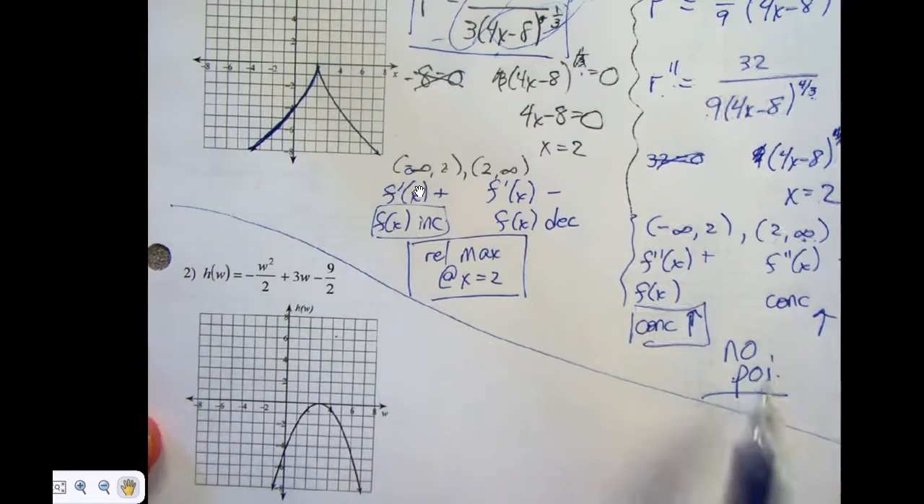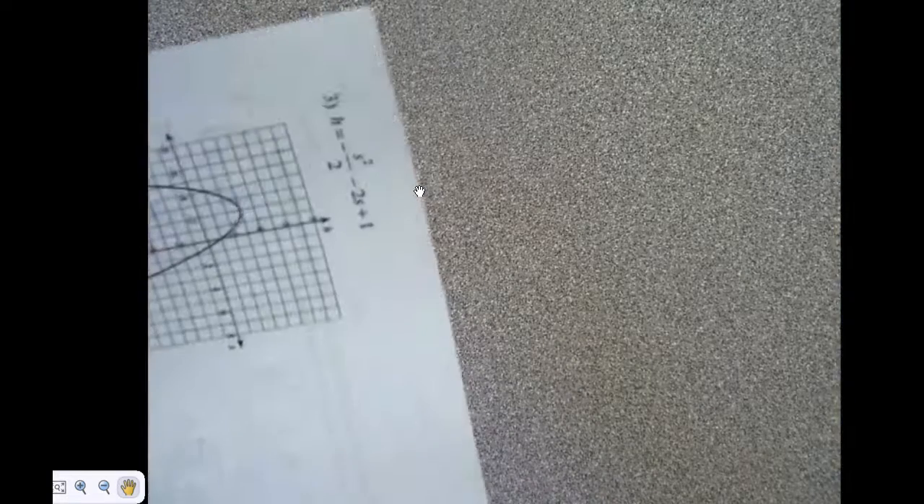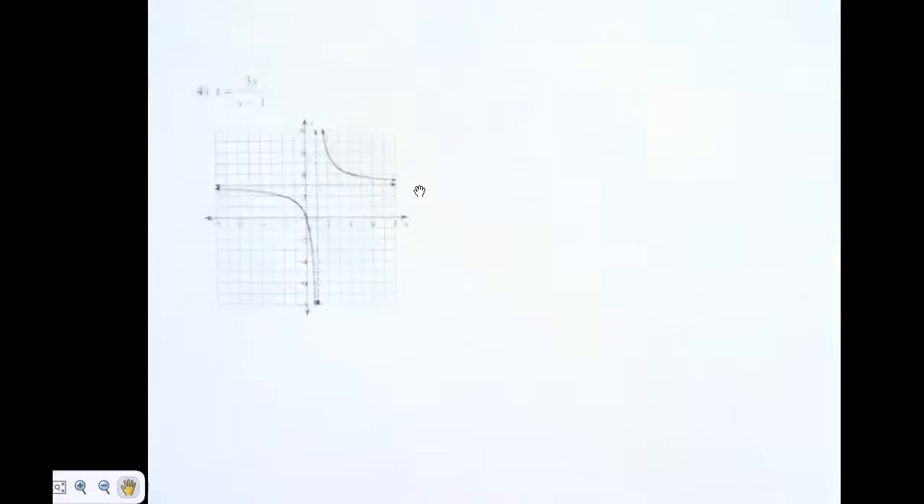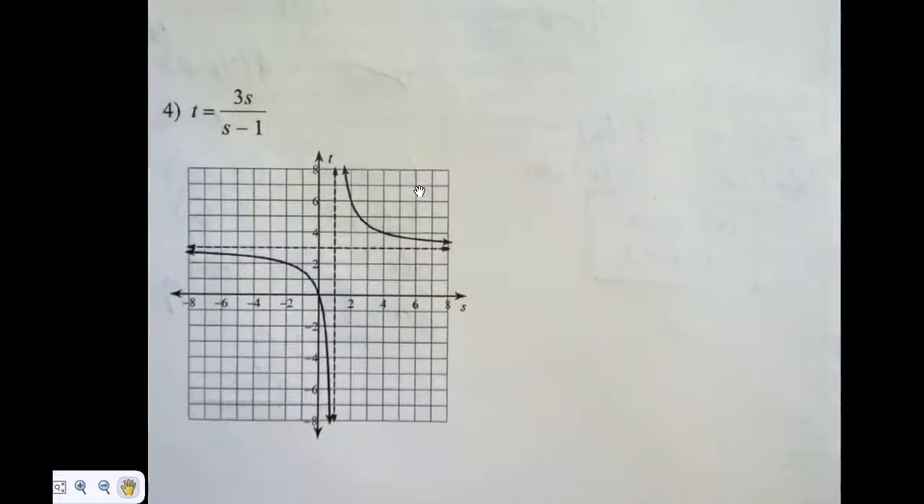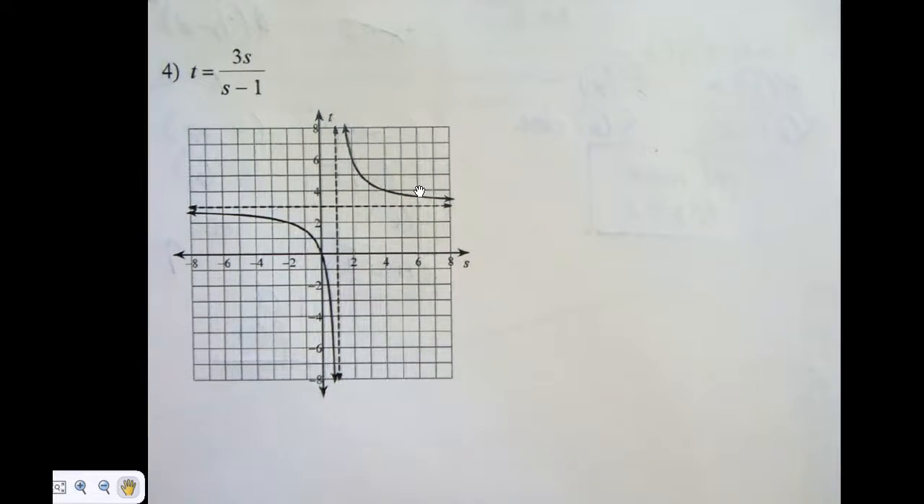POI, point of inflection. Person of interest. Find another one that looks hard. You want 2? Oh yeah, do 4. 4, 7. Let's do 4. 10. The fractions. Scary, very scary fractions. You guys will be okay.